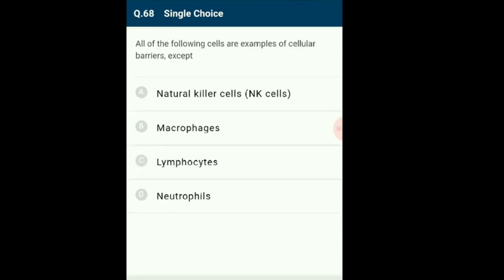Question number 68. All of the following cells are examples of cellular barriers except? Cellular barriers of innate immunity include neutrophils, monocytes, macrophages and natural killer cells. The specialized lymphocytes such as T cells and B cells come under specific or acquired immunity. So the answer for this question is option C, lymphocytes.